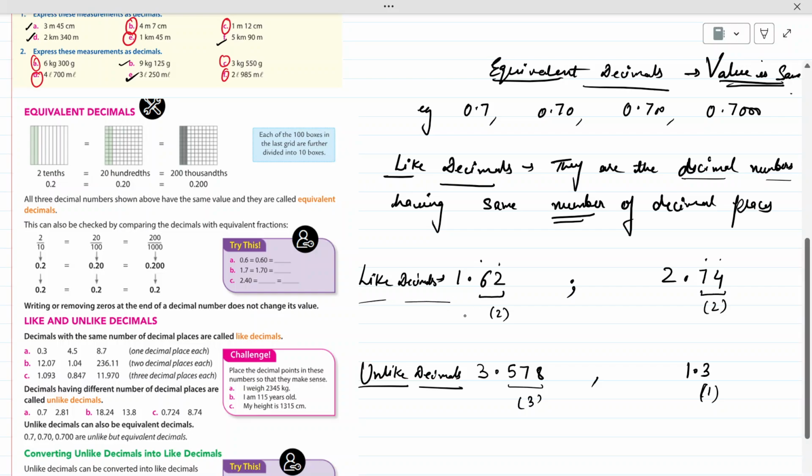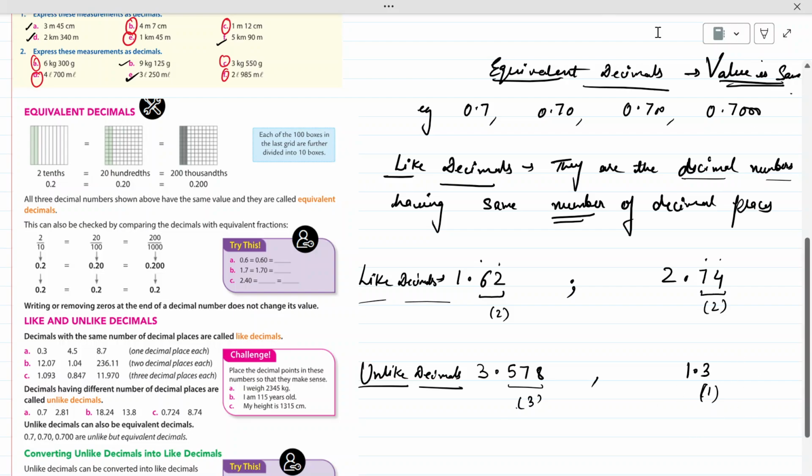The numbers which have same number of decimal places, they are like. The numbers which do not have same number of decimal places, they are unlike decimals. The examples we have just seen here. Okay. So I hope you have understood that in the case of like and unlike decimals, we have to compare the number of places and not the values. Again, I am insisting on this, not the values, but only the number of places.